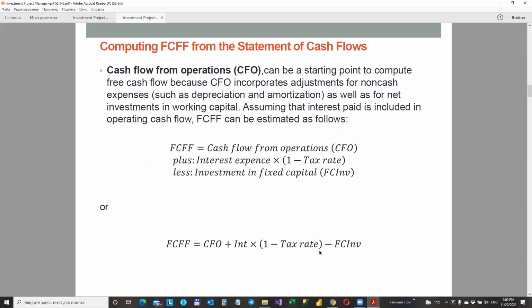To reiterate, as with the calculation on the previous slide, the after-tax interest expense is added back because it was previously taken out of net income, but must be included in free cash flow to the firm because it is a component of the total cash flows available to all suppliers of the firm's capital. In comparison to the previous equation, neither depreciation nor the investment in working capital appears in the new equation because both are already included in the CFO. Let us look at the next example.